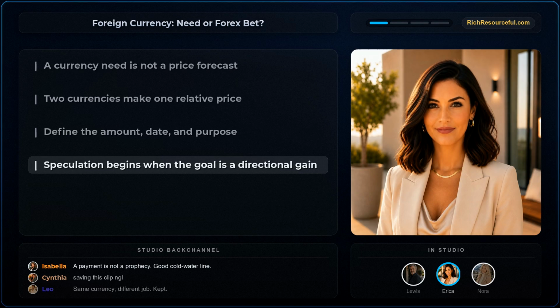For the working level viewer, separate 3 exposures. Transaction exposure is a payment or receipt denominated in another currency. Translation exposure is how foreign currency balances appear when converted into reporting currency. Speculative exposure is taking a position because you expect a relative price to change.